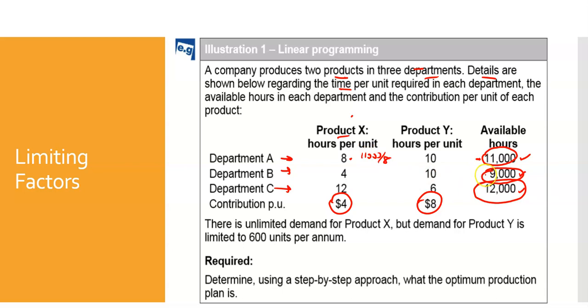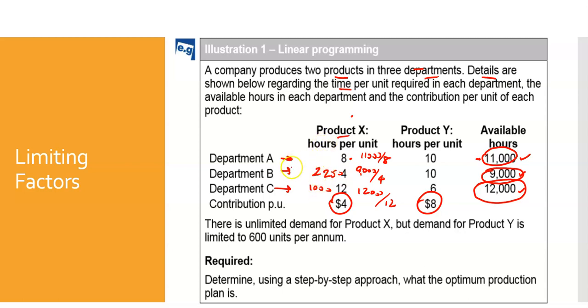Now, here I'd be spending all of it on X, and here I'd be spending all of the time in department C on product X. So here I have 1,000 units that can be made in department C. Here we could make technically 250, and when I say this, this is the maximum that could be made.